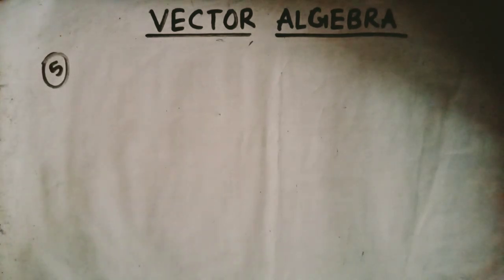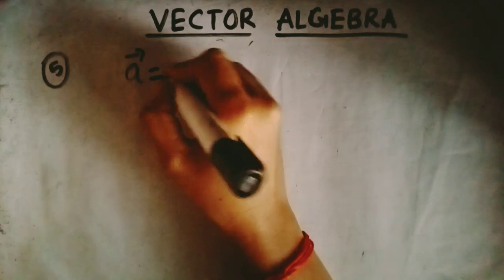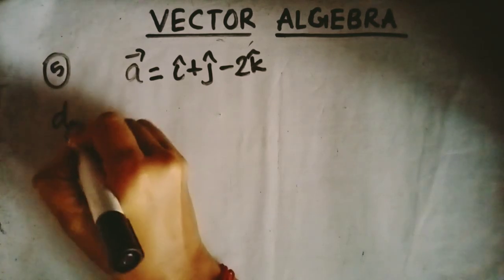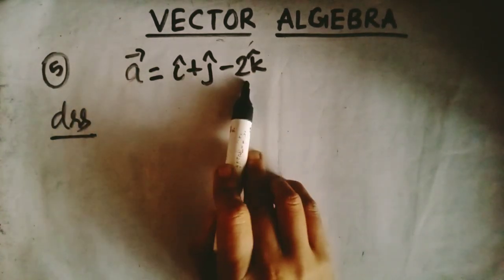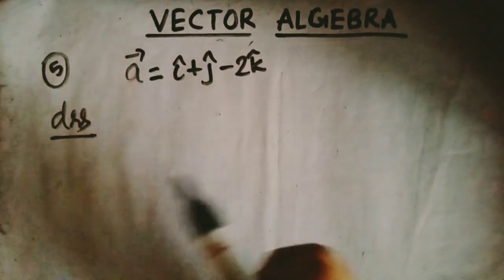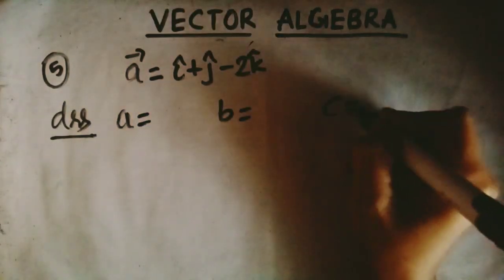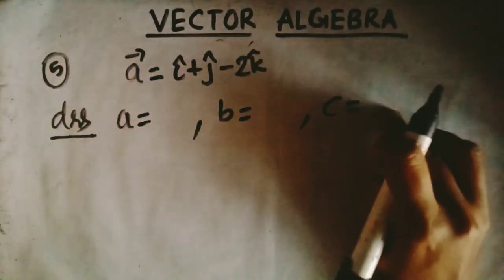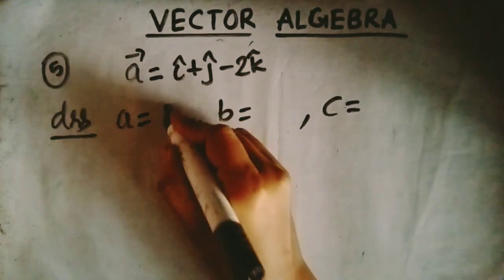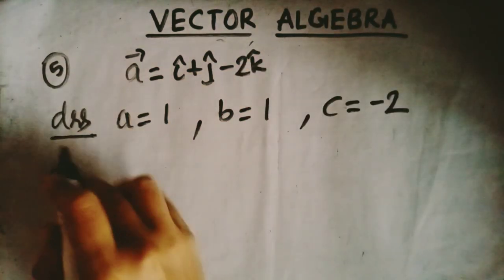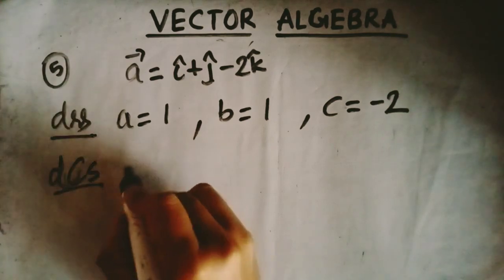Next example is you have to find the direction ratios and hence calculate its direction cosines. So a vector is given as i plus j minus 2k. Okay, now we know that direction ratios are given by x, y and z, that is the scalar components. So they are also represented as a, b and c. Okay, so your a component, that is scalar component, here is 1, here it is 1 and here it is minus 2.